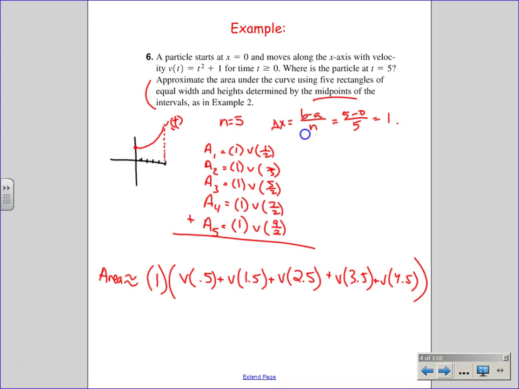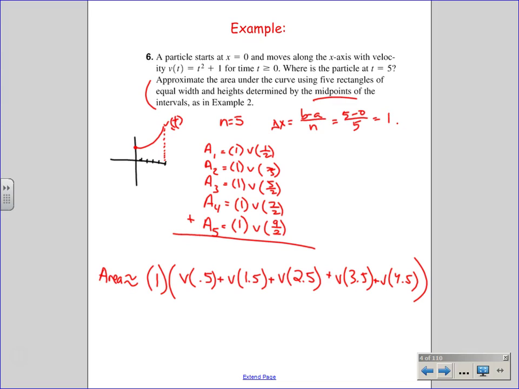Should you ever have more heights than you have rectangles? No. Should you ever have fewer heights than you have rectangles? No. What if it wasn't midpoint approximation? What if it was left? What would be all of our x's? 0, 1, 2, 3, and because the 4 would go into the 5 and be done. What if it was a right endpoint? 1, 2, 3, 4, ending on 5, or 5, 4, 3, 2, and then 1.